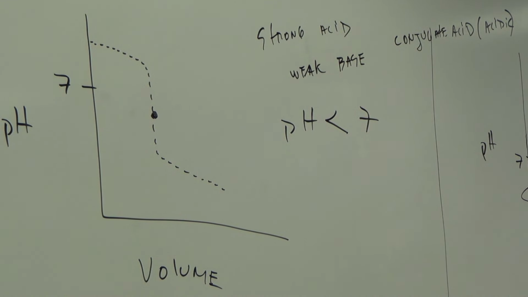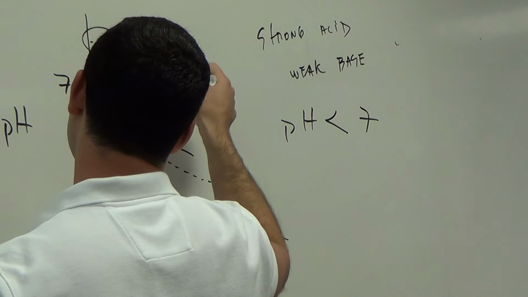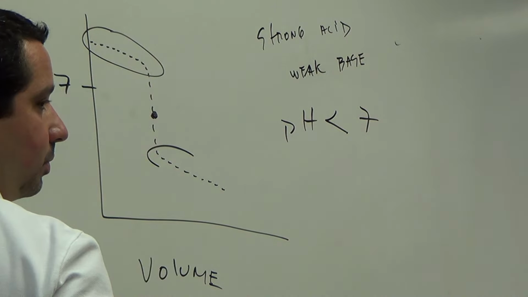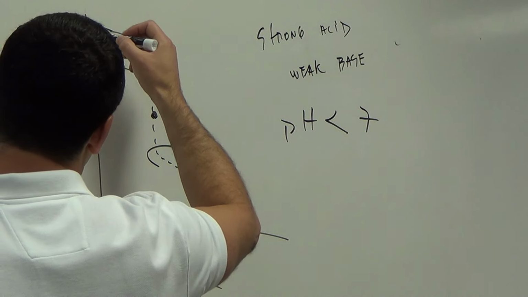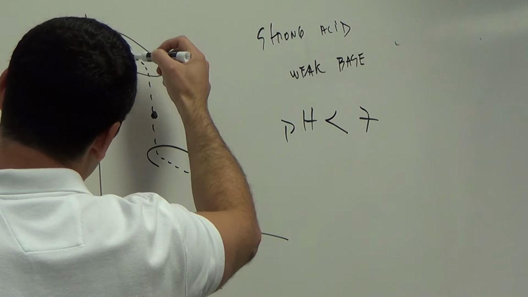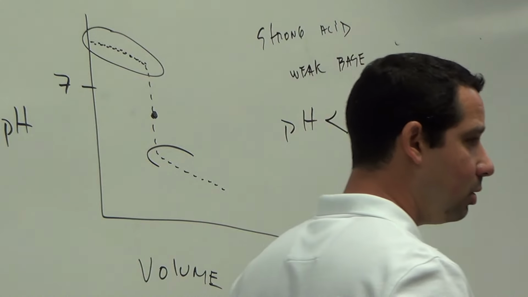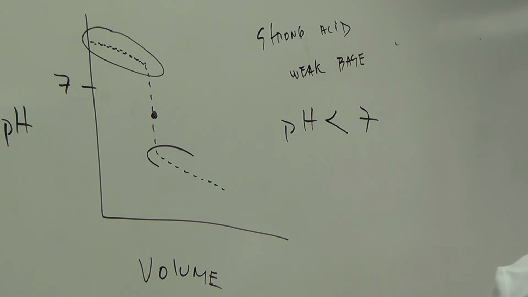Okay, so that's that. There are only 3 examples. There is no weak and weak, okay? And this region here is what region? It is the buffer region, as you have the base, and as you add the acid, it does not want to change the pH.